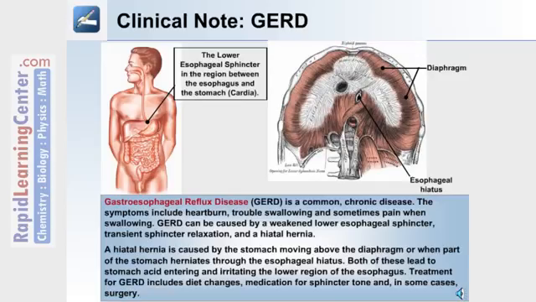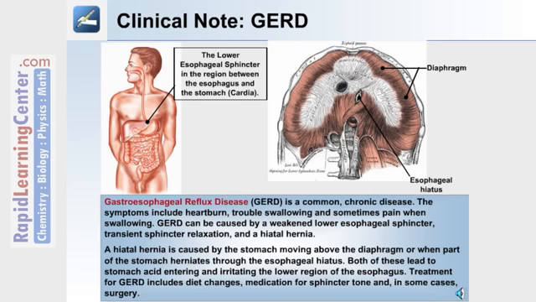Here's a clinical note on GERD, or gastroesophageal reflux disease, based on this section of the tutorial. GERD is a common chronic disease, and the symptoms of it include heartburn, trouble swallowing, and sometimes pain when swallowing. GERD can be caused by a weakened lower esophageal sphincter, a transient sphincter relaxation, and a hiatal hernia.